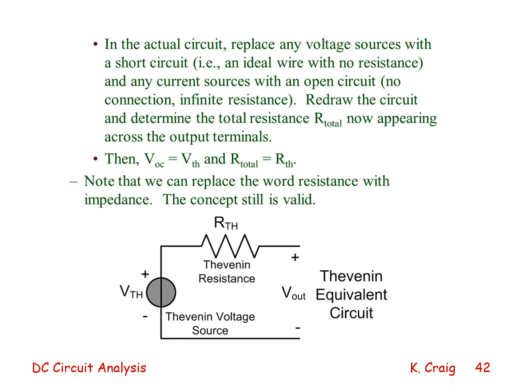And again, note that we can replace the word resistance with the word impedance, and the concept is still valid. So we see here the Thevenin equivalent circuit consists of a voltage source, V Thevenin, in series with a Thevenin resistance, R Thevenin, and we attach our load to the output. And this then replaces the complex linear network.